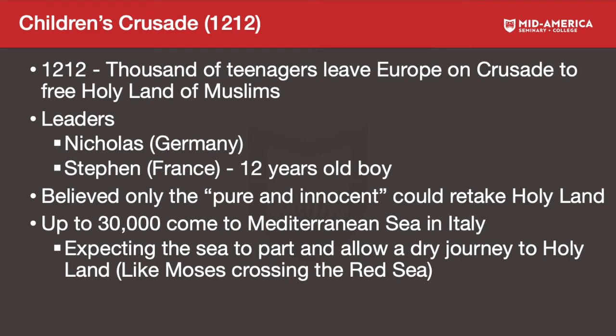But this movement, and a lot of people think that there were some adults that were encouraging it, and monks were going with them, and all of that. But they believed that only the pure and the innocent could retake the Holy Land, and they looked at the teenagers as pure and innocent. So up to 30,000 teenagers move from Europe, and they travel to Italy, and they come to the Mediterranean Sea.